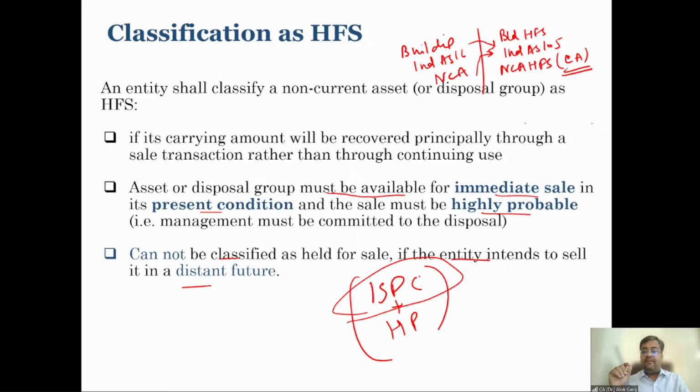The standard says that a non-current asset will be classified as a non-current asset held for sale if it is available for immediate sale in its present condition. Now I'll take an example to make you understand the meaning of ISPC, immediate sale in present condition.